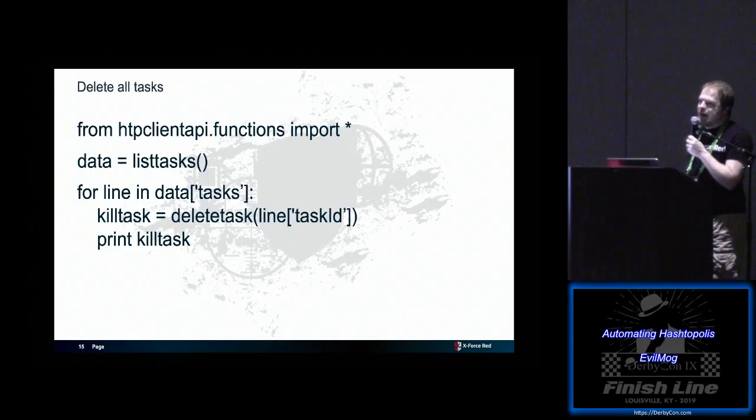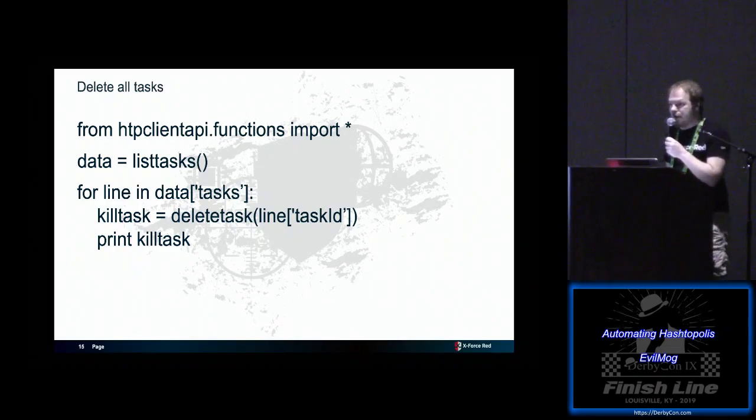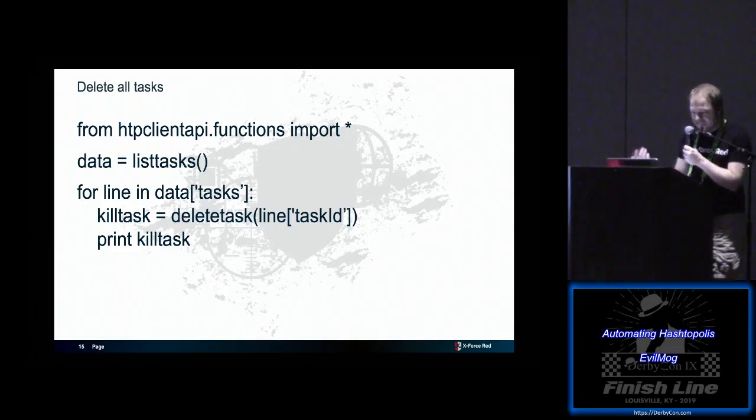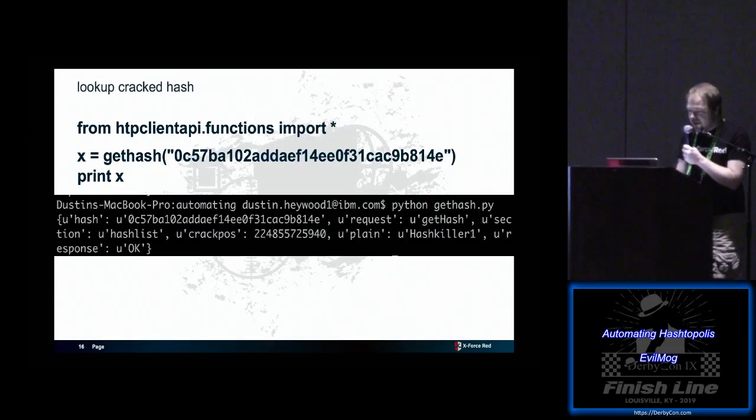The problem is right now in Hashtopolis, there's no bulk delete, or there is a bulk delete, but it's glitchy as hell. Sorry, WinXP. Actually, it's S3's problem. I'm not going to lie. So what you have to do is import your HTTP client functions, list your tasks, loop over your tasks, and delete them all. This saves me so much time during the Crack the Con competition when our entire team in Europe screws up our instance and we have to clear them all out. This one will save you some good time. So you can do things like deleting all the tasks.